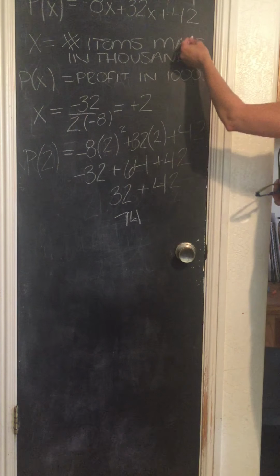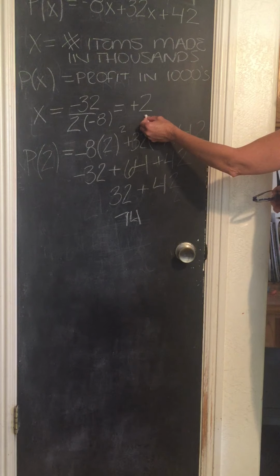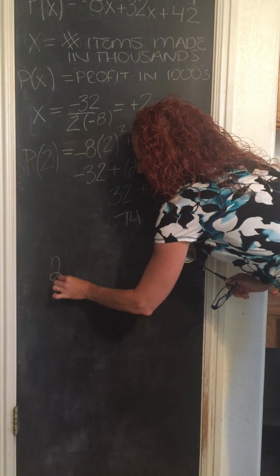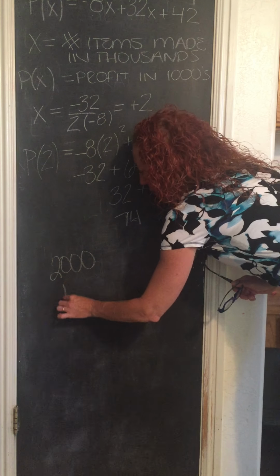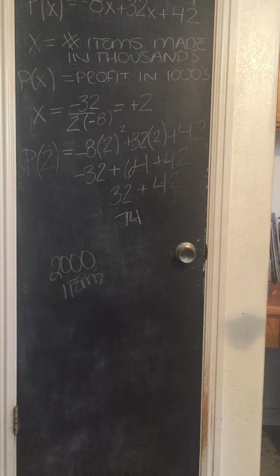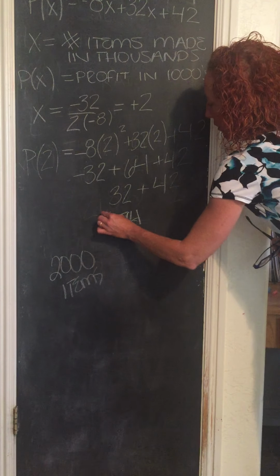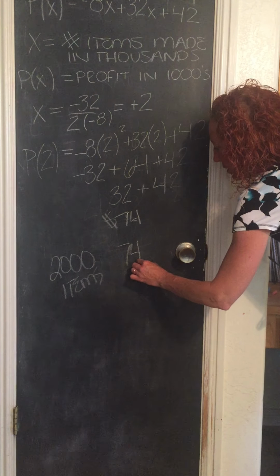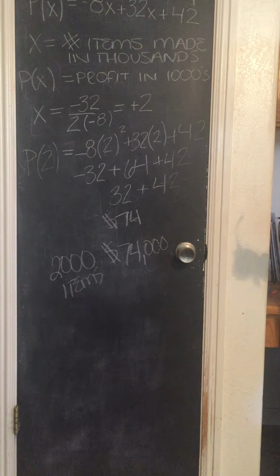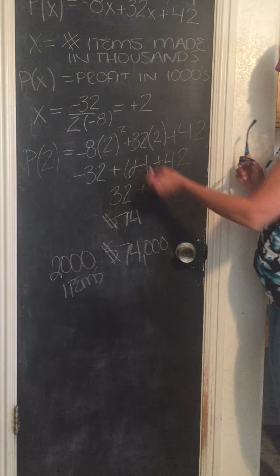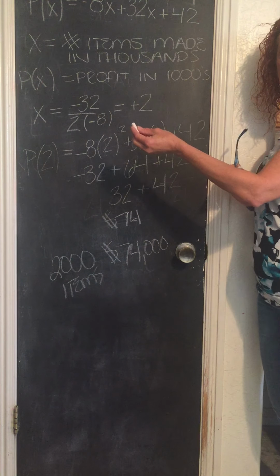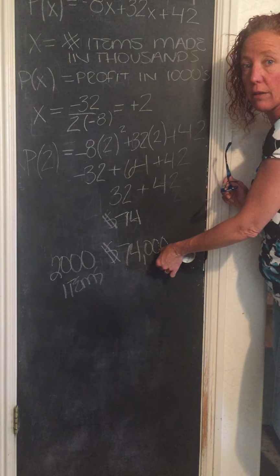Keep in mind, both of these were in thousands. So when we got x equals 2, and it talks about number of items, the total number of items made is 2,000 items. That maximizes our profit. How much profit do we make? That number right there in thousands, $74,000. All that we're really doing is that shortcut piece, and then we just have to look back and look at what our variables are representing to figure out the final answer.